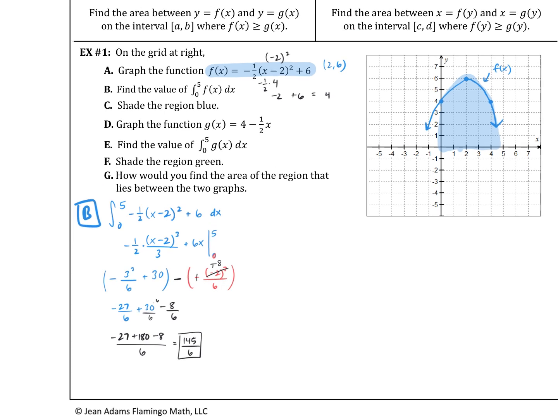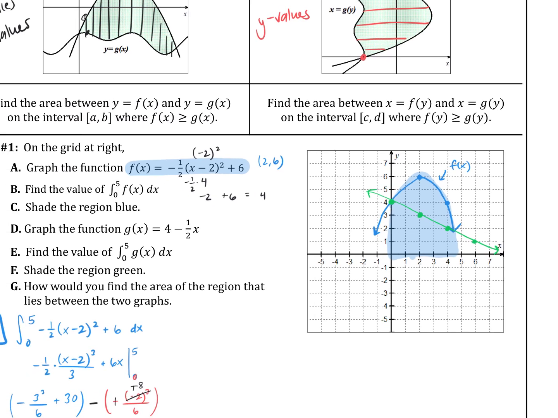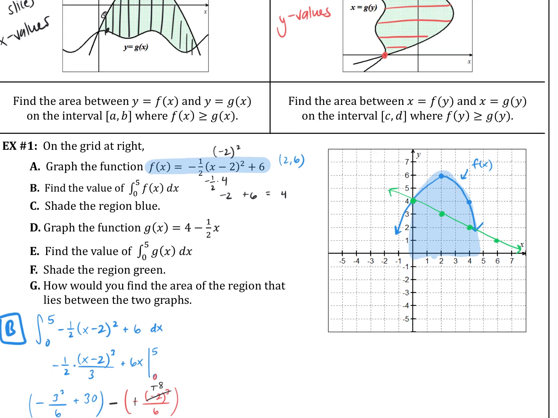I heard someone say it's a line, right? And it's a line that's going to start at 0, 4. So we're starting at 0, 4. That negative 1/2 is a slope, so go down 1 over 2, down 1 over 2. And then part E is asking us to integrate that value and to shade it green. So if we're integrating again from 0 to 5, I'm finding all of that area there in green.